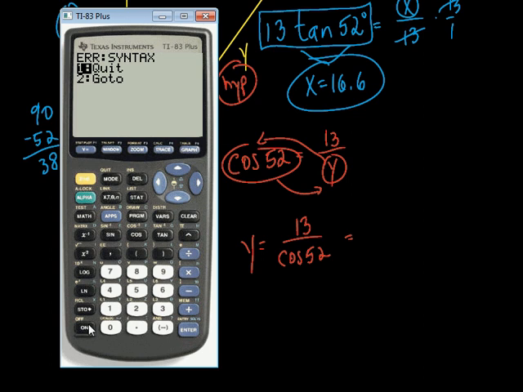I hit plus. Oh man, I'm running out of time. Oh, there we go. What's going on here? Let's try it one more time. Do I have time? 13 divided by, I don't think I can do it. Cosine of 52 equals. Oh, I hit 55. Oh, well, I got to stop.